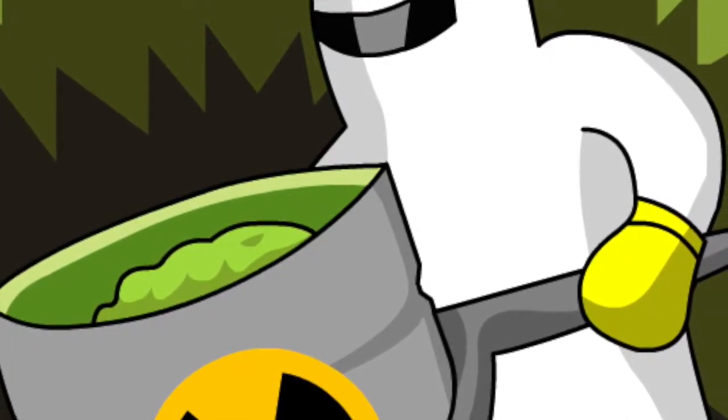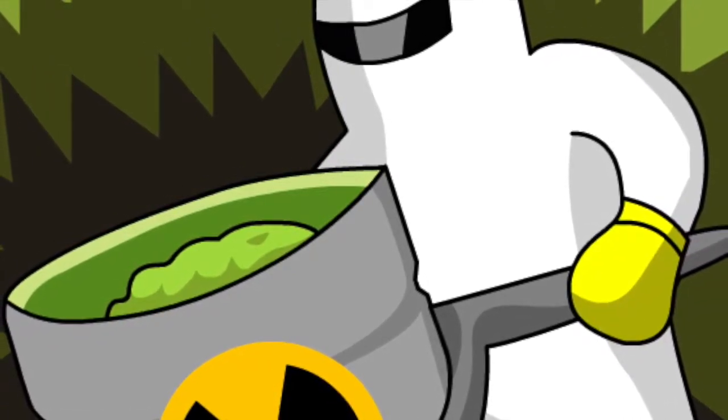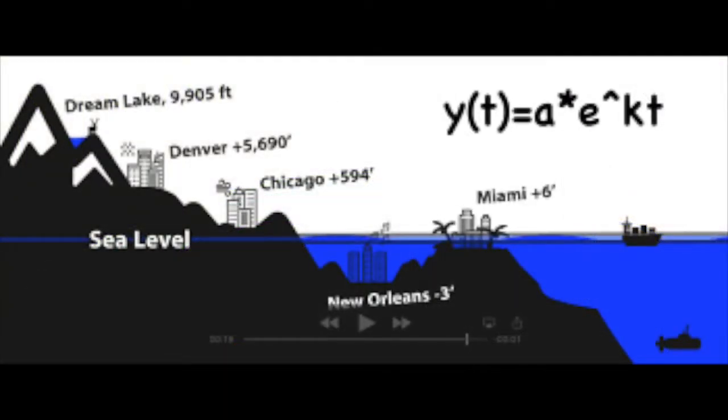Exponential decay can be used to find atmospheric pressure and the life of radioactive materials. It uses the formula above, where A belongs to pressure and T belongs to distance in meters.